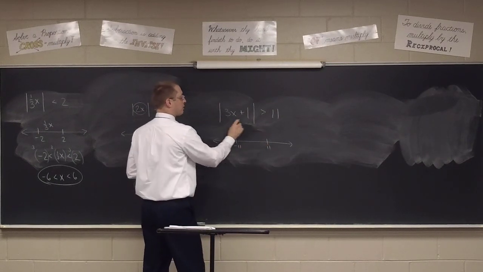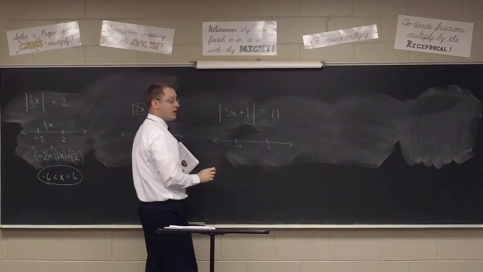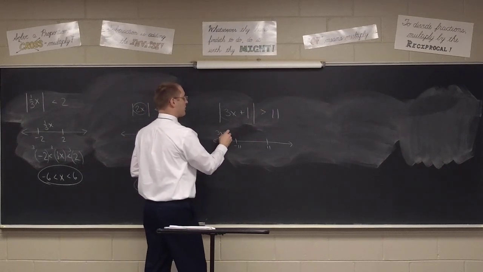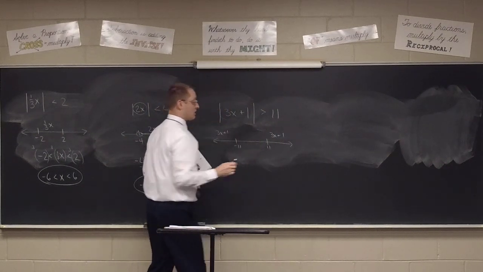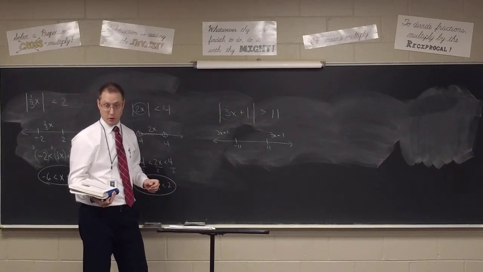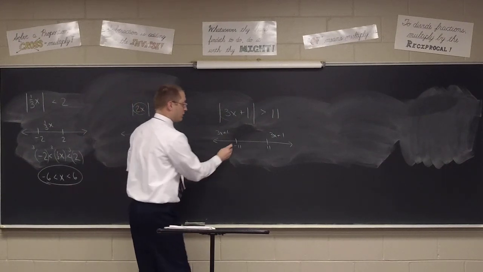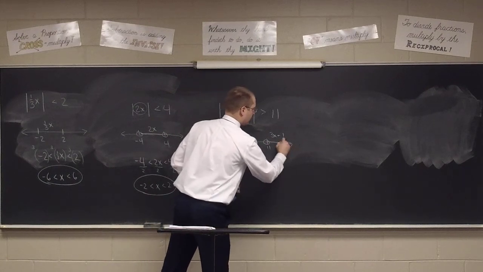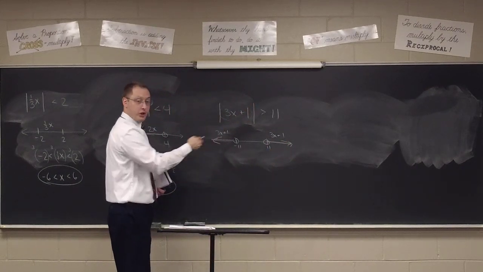And we're going to put the 3x plus 1, because it's greater than, both outside spots. Now you understand this is not going to be a compound inequality, because these two sections of the number line are separate, the one from the other. So it actually becomes two little inequalities.